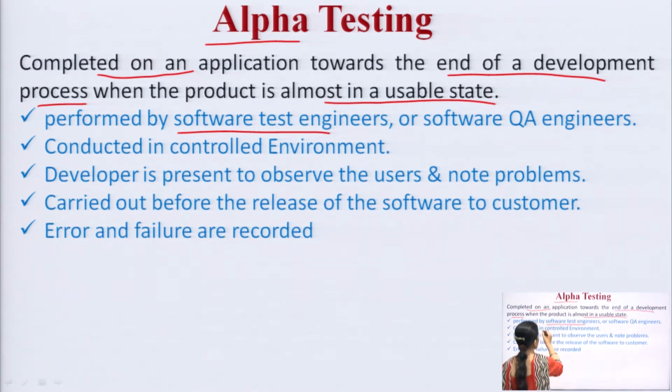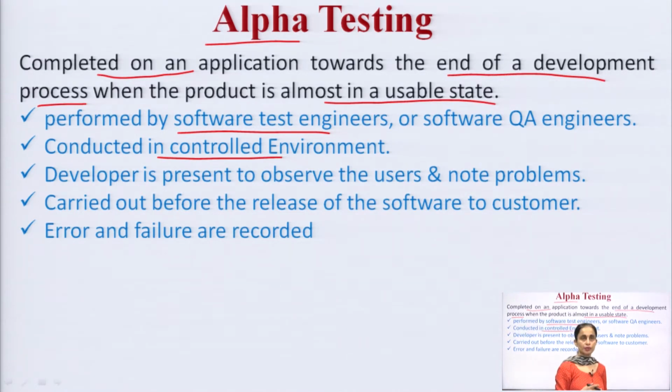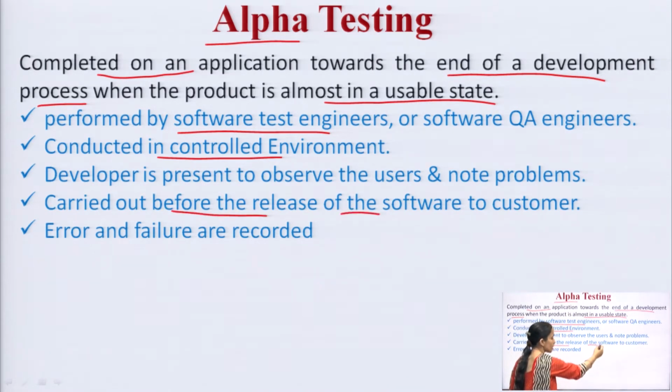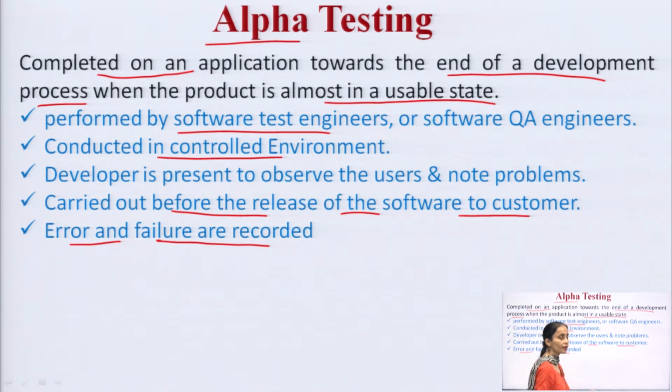It is performed in a controlled environment, where the developer is present to observe the users and note down the problems that come up. Alpha testing is carried out before we release the software to the customer. The product is not handed over to the user. Before handing over, the testing team tests separately in the presence of the developer, and every error and failure is recorded for each kind of input. So, the test cases are designed accordingly to check the different types of inputs.